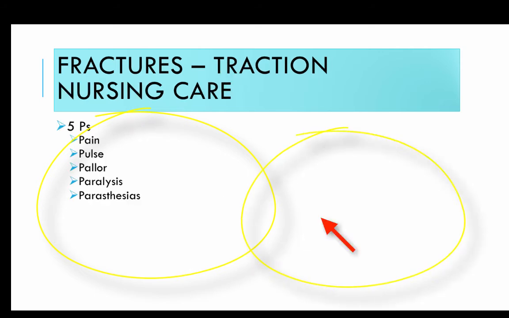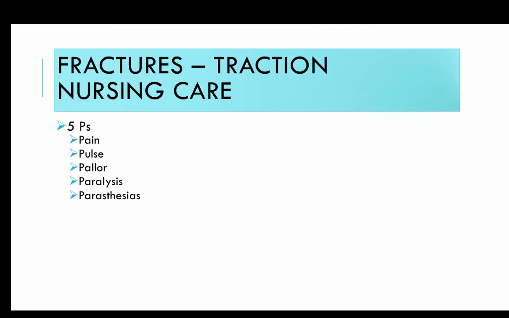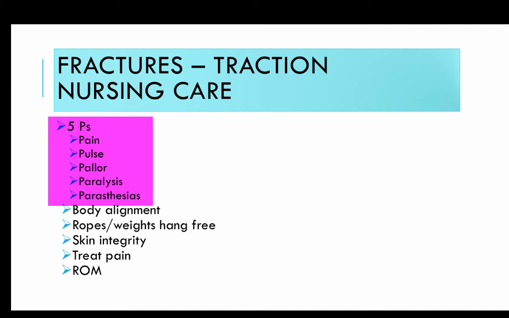So traction nursing care, you got to look at the 5 Ps. You guys need to know these 5 Ps. These are indicative of neurovascular compromise. And it's pain. You want to check for pulse. There'll usually be a decreased pulse, pallor, paralysis, and paresthesias. All those are indicators that there's a problem with neurovascular compromise.